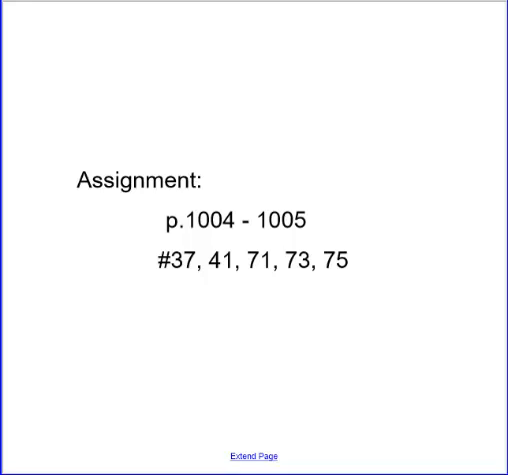I'm going to post the problems, but if you have your textbook, you can just go straight to the textbook. It's on page 1004 to 1005. For 37 and 41, I want you to work it out the long way, like the first example or two. And then 71, 73, and 75 are just like those last couple that we did, where you get to use the rules and the properties. And if you have any questions, please send me an email and let me know.